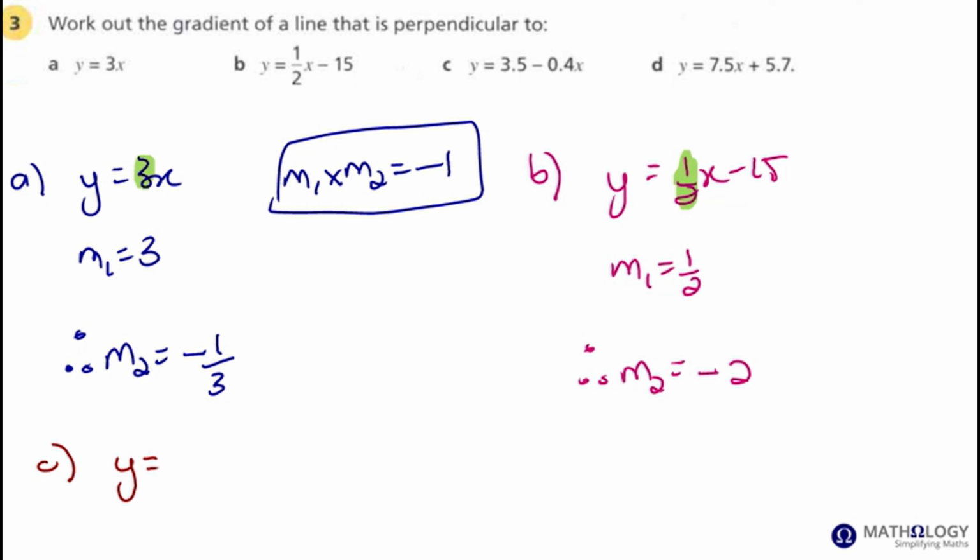Y equals, in standard form, that's minus 0.4x plus 3.5. Now, just as I said, no decimals. Here we come across examples that have got decimals. Okay, if you're given decimals, we've got to deal with it. But generally speaking, we do not work with decimals. Okay, gradient 1 is minus 0.4.